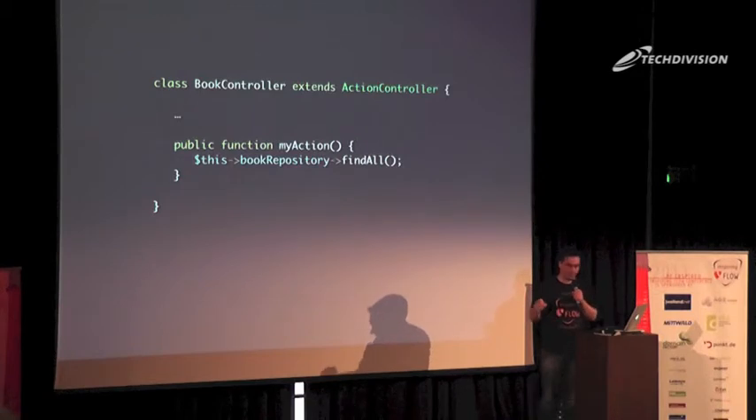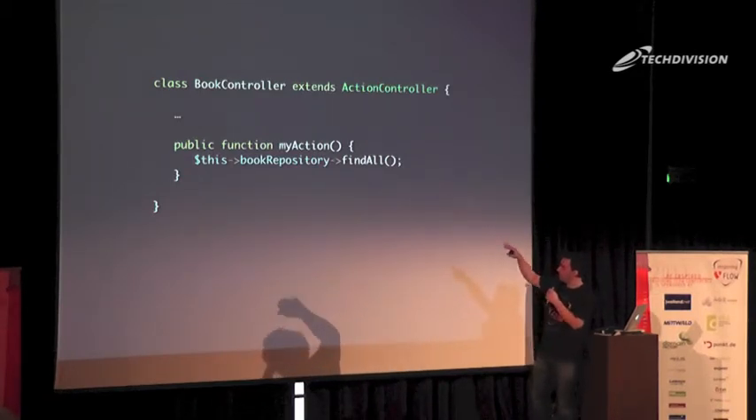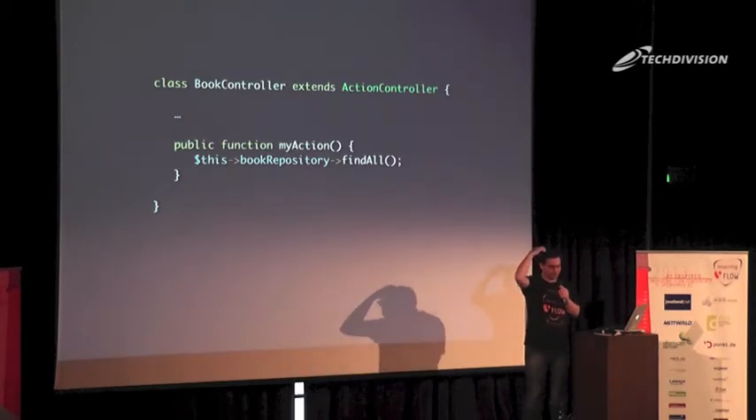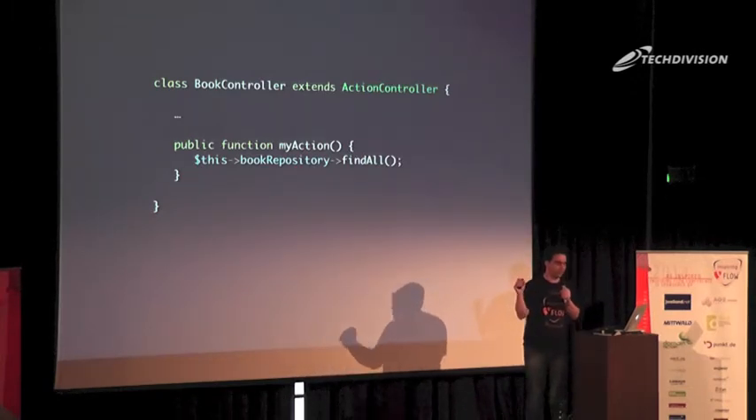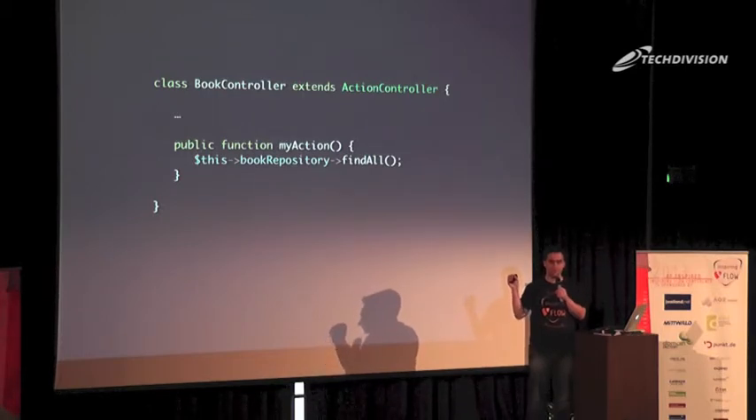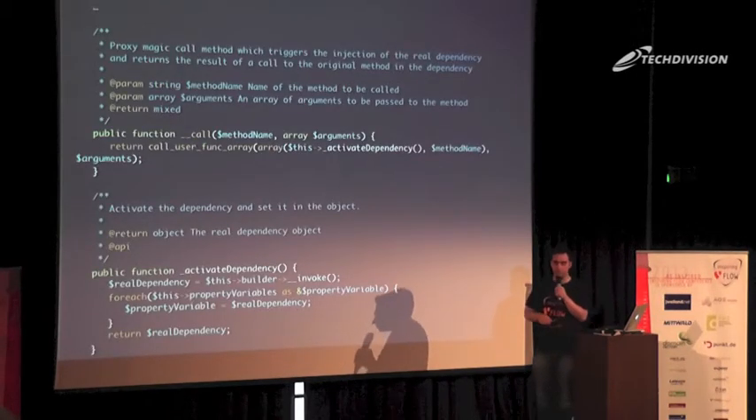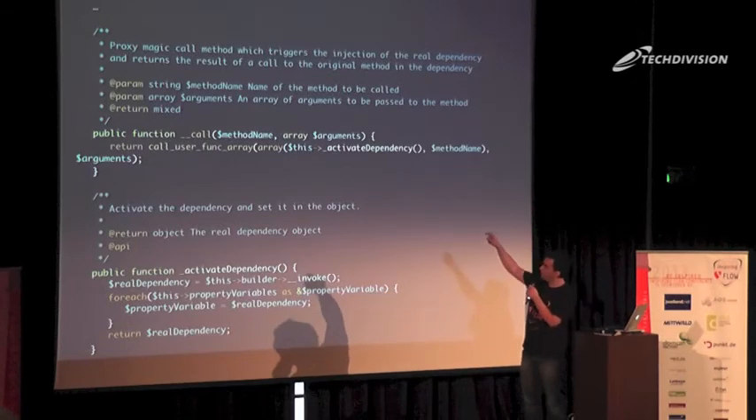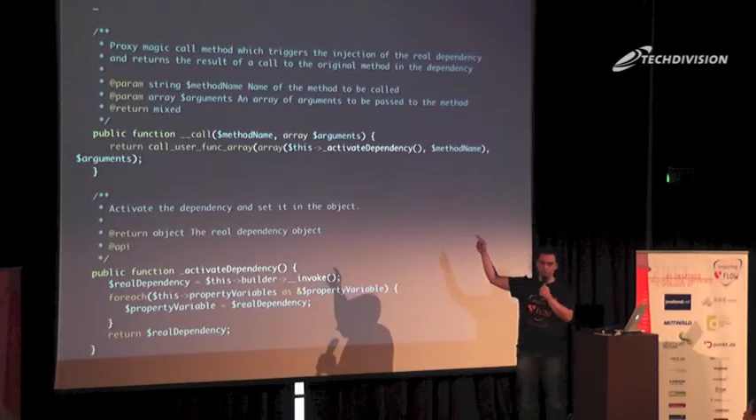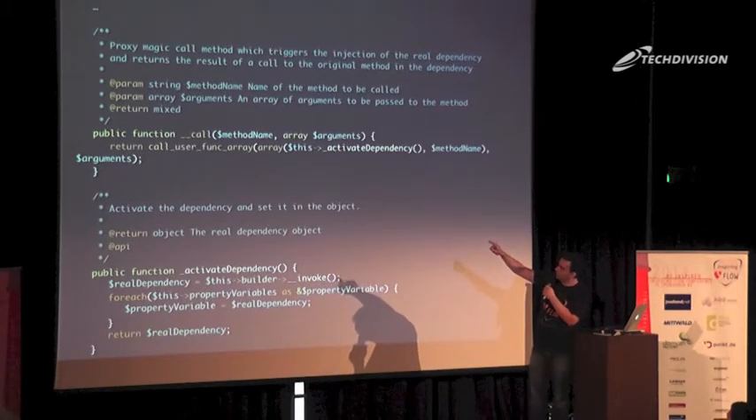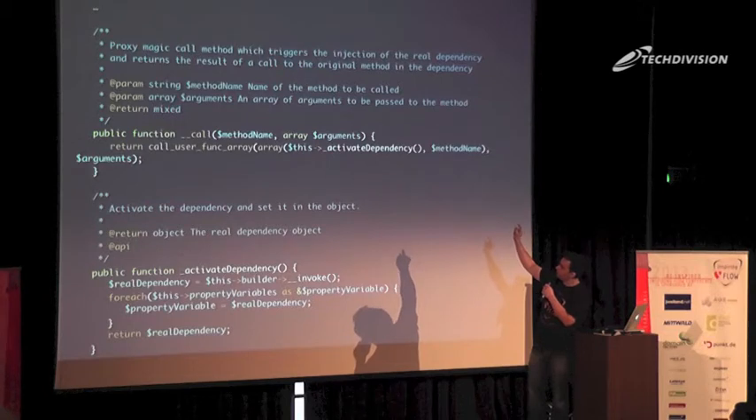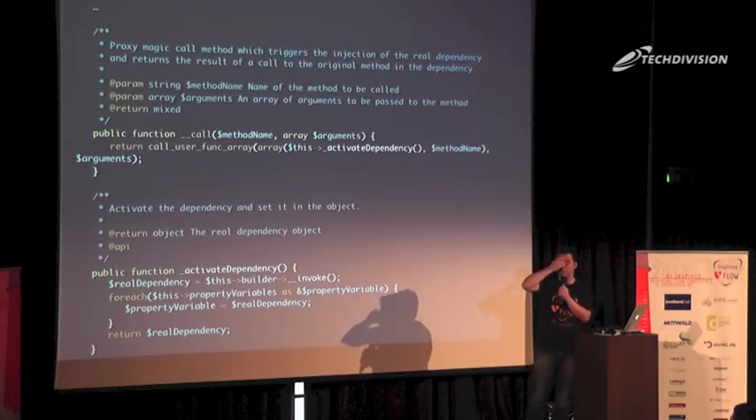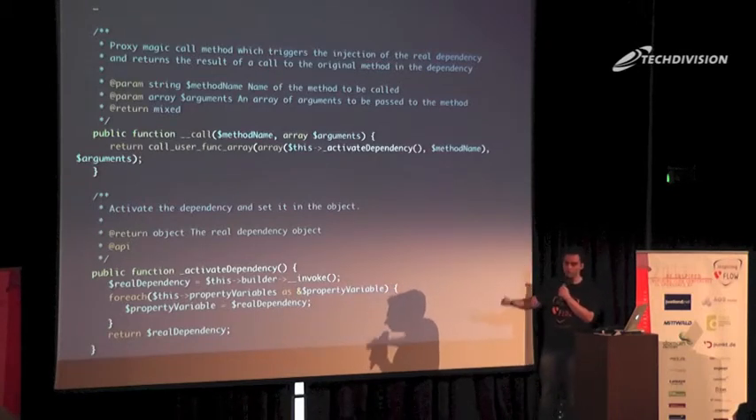So these are the arguments we pass to this dependency proxy. So far probably it doesn't make sense to you, but now let's look again at the action. Now if you call the findAll method, what happens now? This book repository does not contain a book repository. In fact, it contains an instance of dependency proxy. And this is a part of the dependency proxy. If you call the findAll method, this magic call method over there will take over. And this magic call method will call this activate dependency and passes the arguments and the method name of the original method, which will be findAll and no arguments.